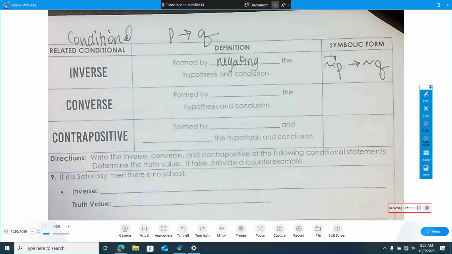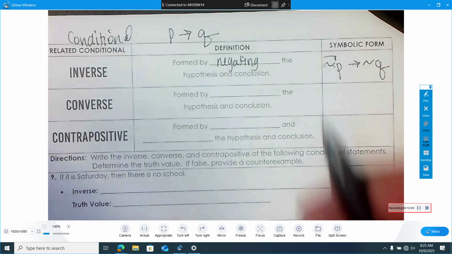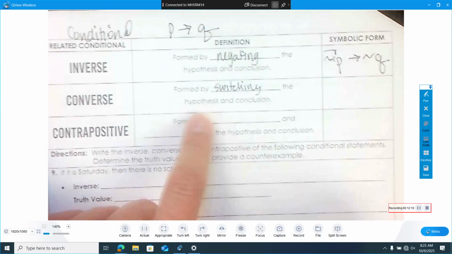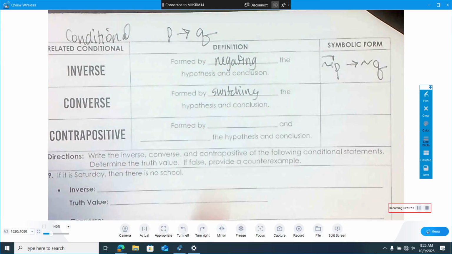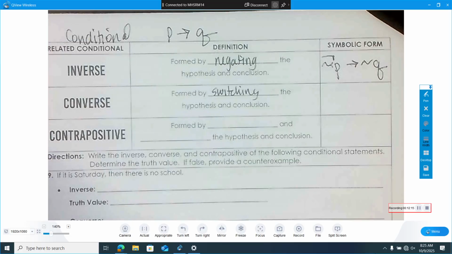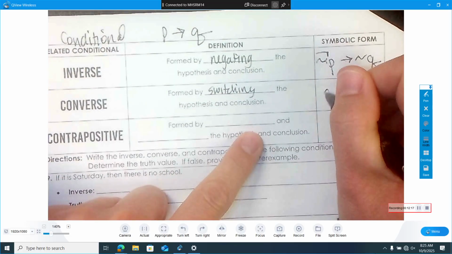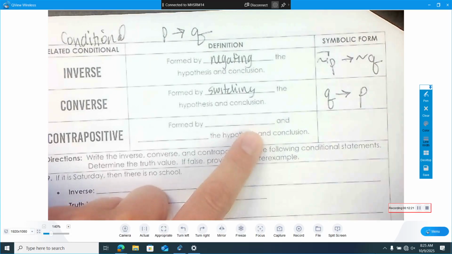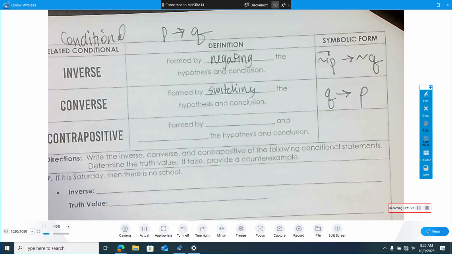And that's what we do when we're talking about the converse statement. The converse, we got to switch. It is formed by switching the hypothesis and conclusion, okay? So we switch back. So we say, if Q, then P. So the converse, we got to switch. You got that? Is that going to help you remember? So for the converse, we switch the P and the Q.